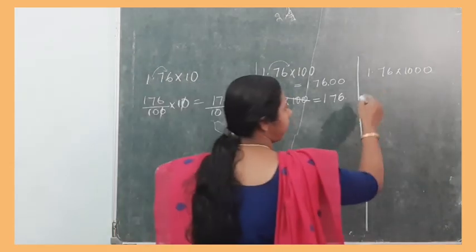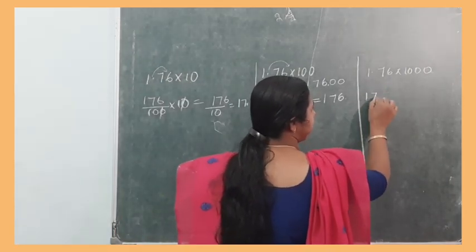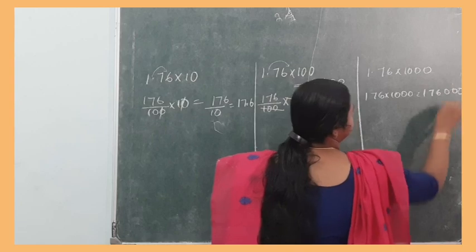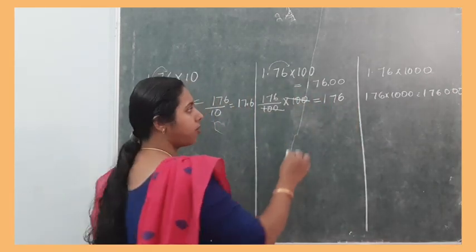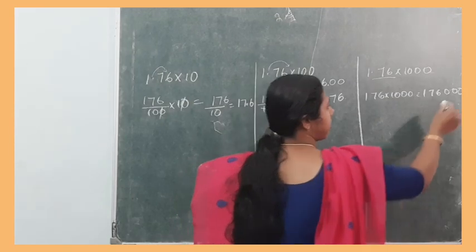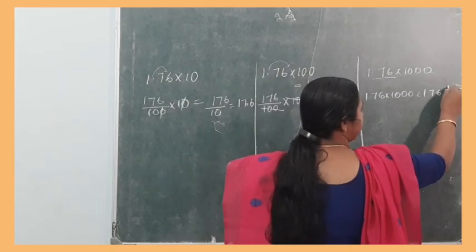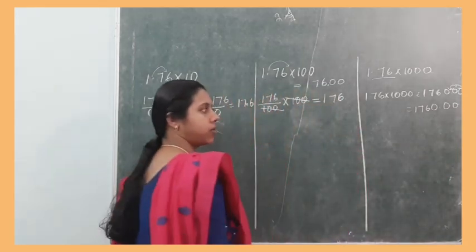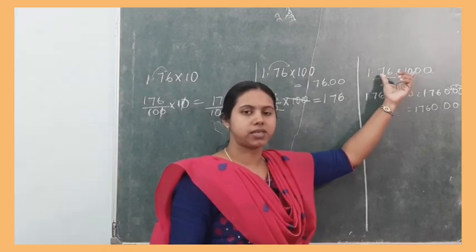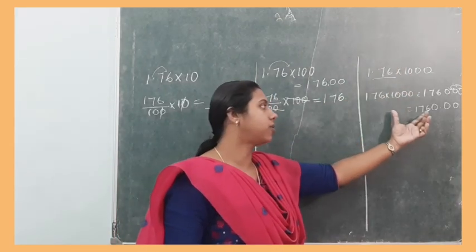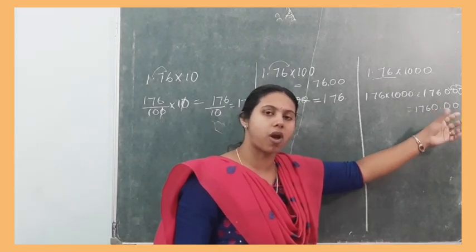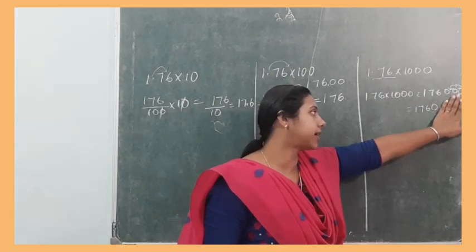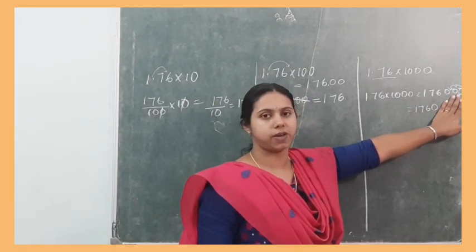Decimal point moves 2 places to the right when you are multiplying by 100. Then if you multiply by 1000, 176 into 1000, that is equal to 176,000. Then how many decimal places? 2 decimal places. Count and put 1, 2. So the answer is 1760.00. After this point, the 0 has no value. So your answer is 1760.